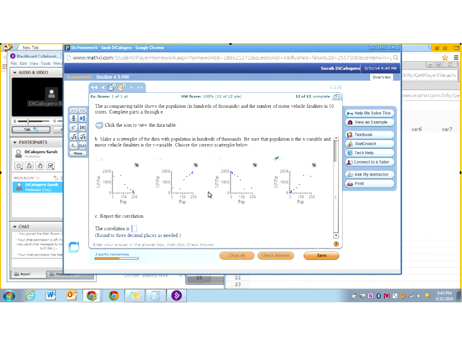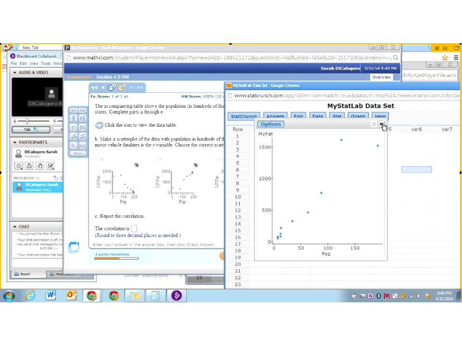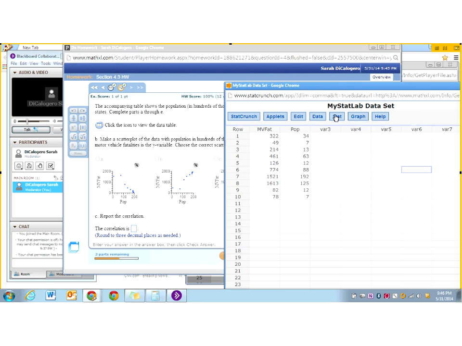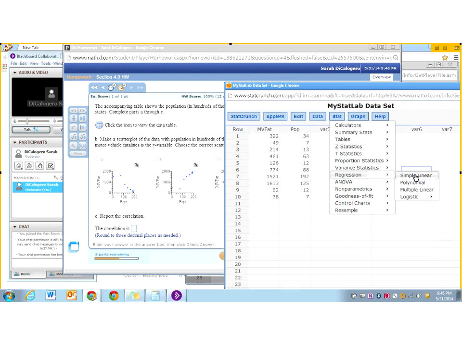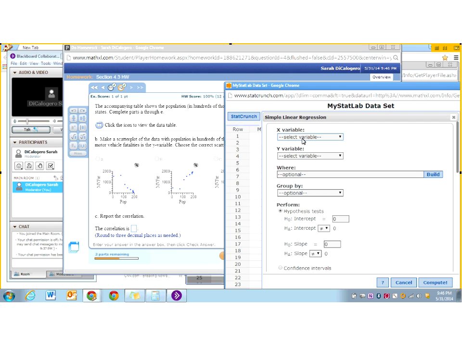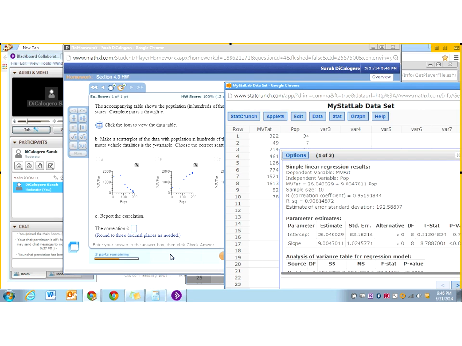Okay, so what's the correlation? So I need to find the correlation coefficient. So we come back here, we go stat, regression, simple linear. Our X variable is population, our Y variable is motor vehicle fatalities. I hit compute, and the correlation coefficient R is 0.9519, so I'm going to go with 0.952.